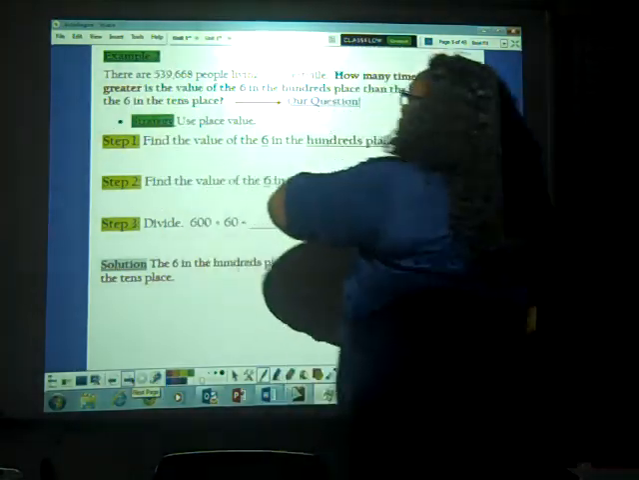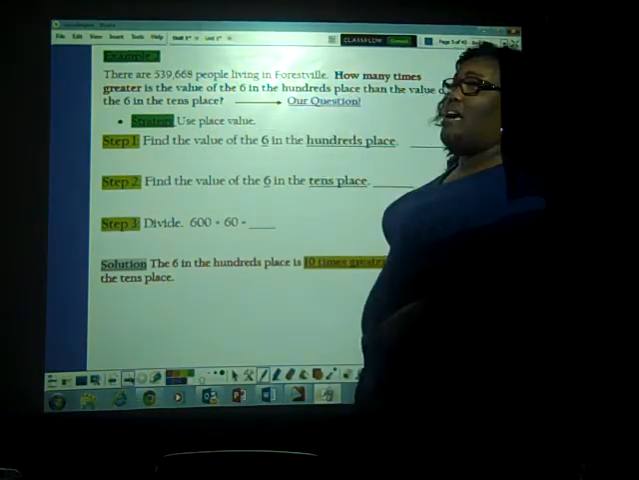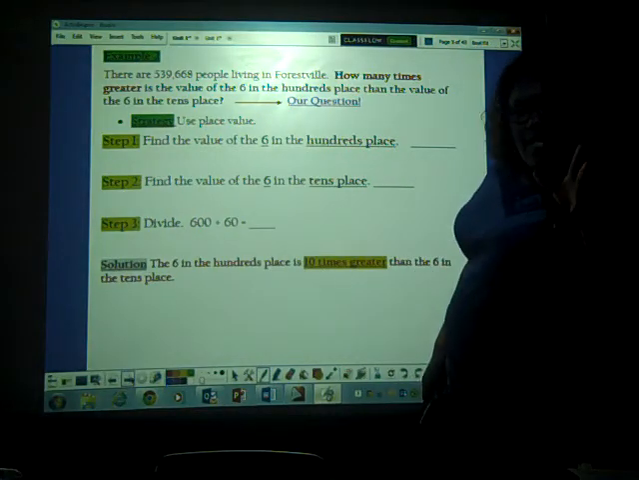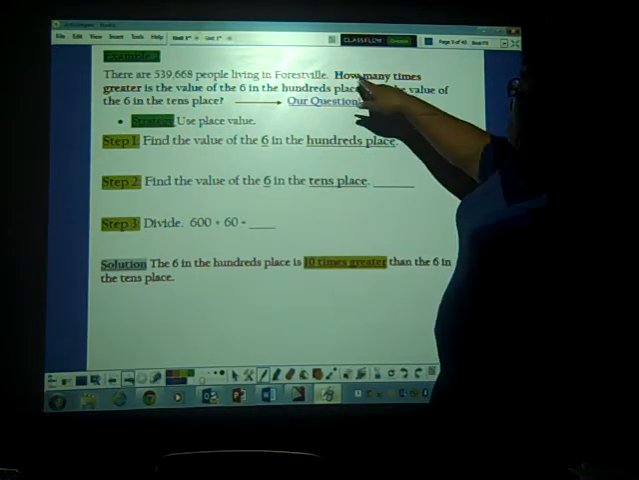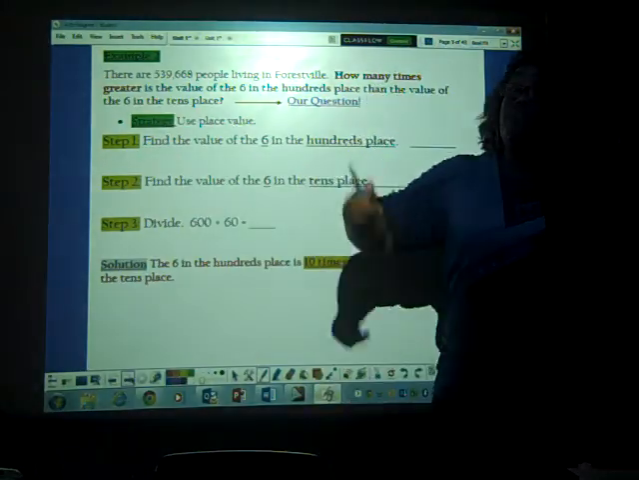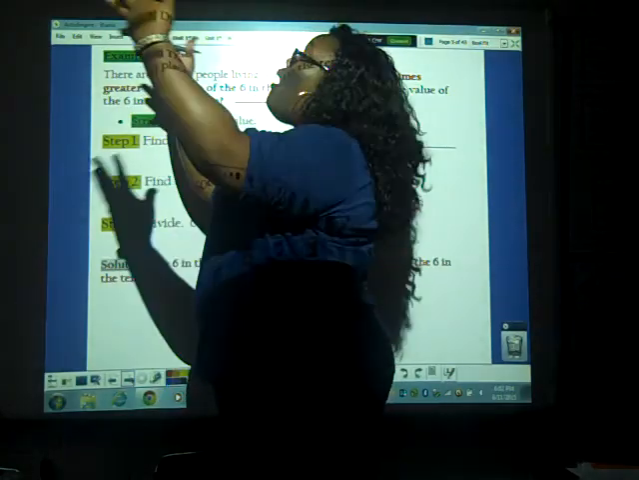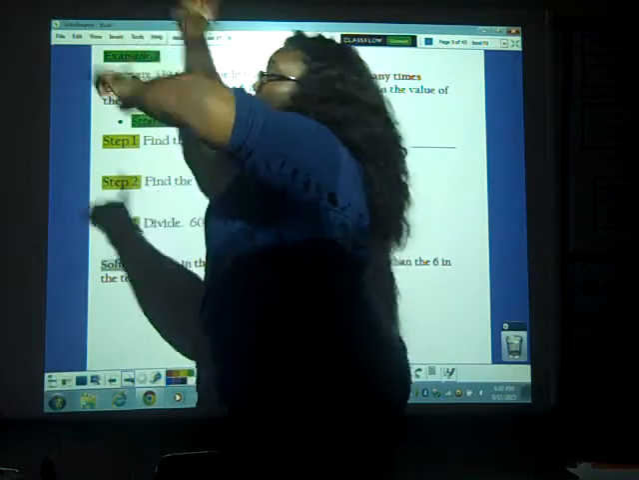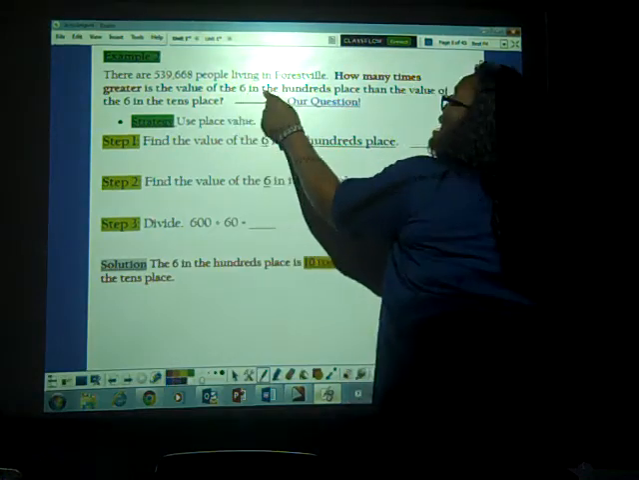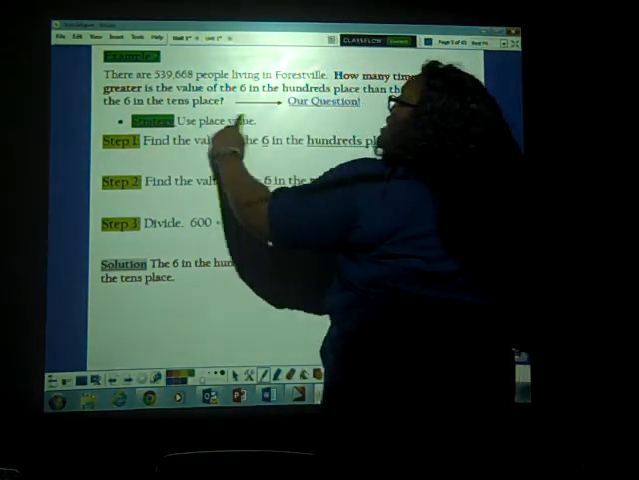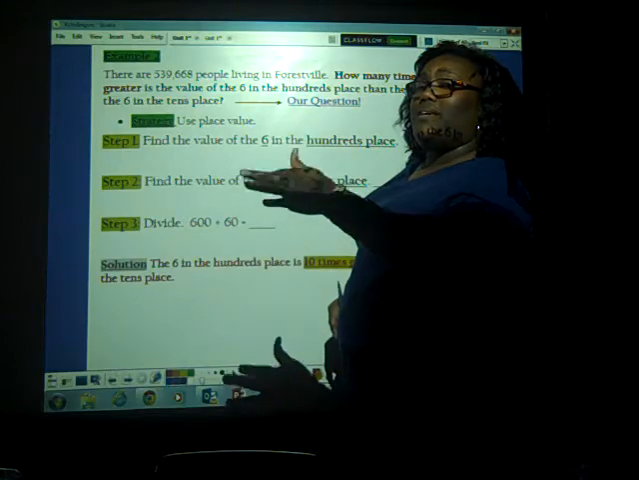All right, example number 2. There are 539,668 people living in Forestville. I don't know where Forestville is, but I'm pretty sure it's nowhere around here. Okay? How many times greater? Greater. So you know if it's greater, it's increasing. And if it's increasing, it's multiplying. And it's getting bigger and bigger. How many times greater is the value of the 6 in the hundreds place than the value of the 6 in the tens place? We can do this because we're awesome.